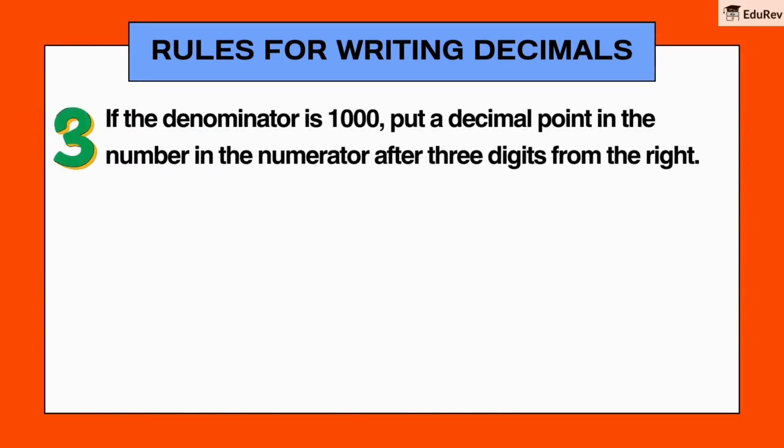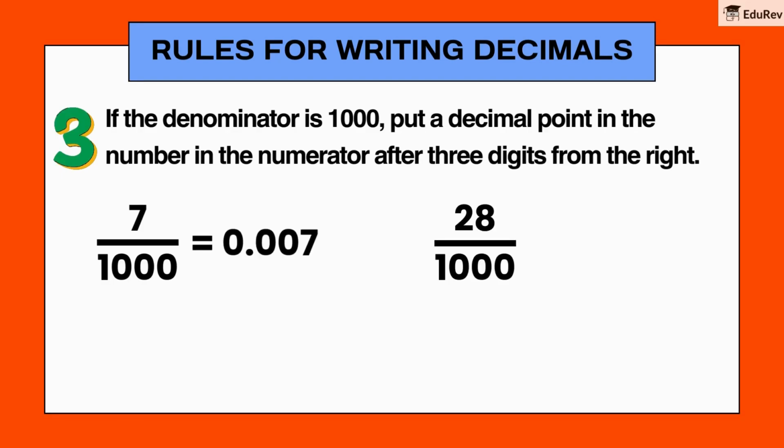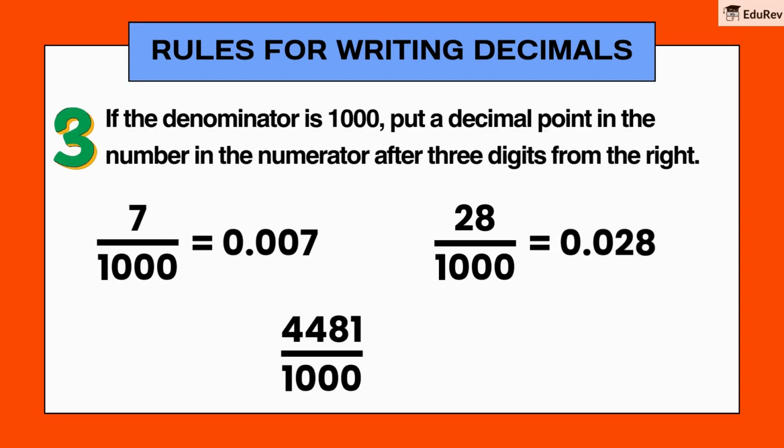If the denominator is 1000, put a decimal point in the number in the numerator after three digits from the right. Here 7 upon 1000 is 0.007. 28 upon 1000 becomes 0.028. In the same way, 4481 upon 1000 becomes 4.481.